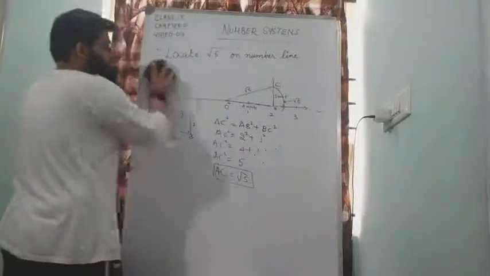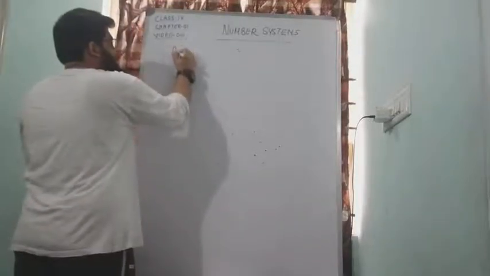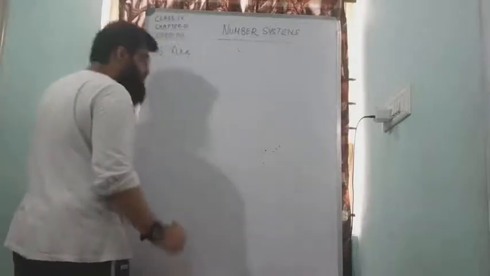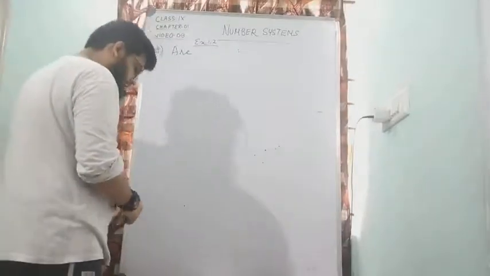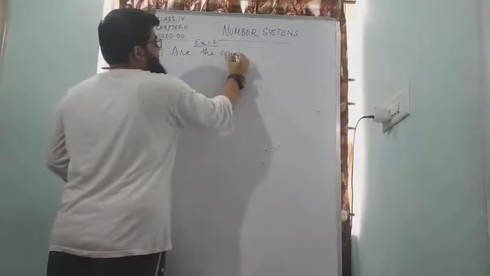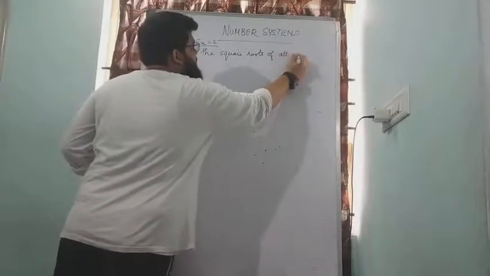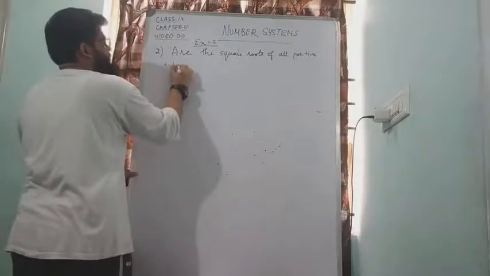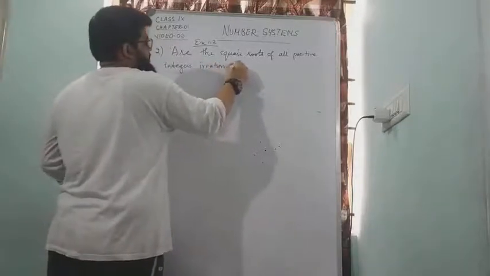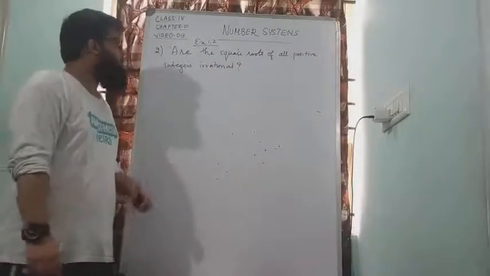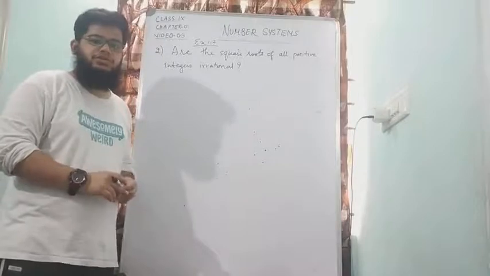So let me write the question that is remaining, and I want you to think about the answer after I write the question. So this is the second question in your exercise 1.2. You can also include root 2, root 3 and root 5 in the same exercise, no problem. Are the square roots of all positive integers irrational? So this is the question. Are the square roots of all positive integers irrational? This is a question that is continued after this. There is no need to write. I'll explain it along with the solution here.